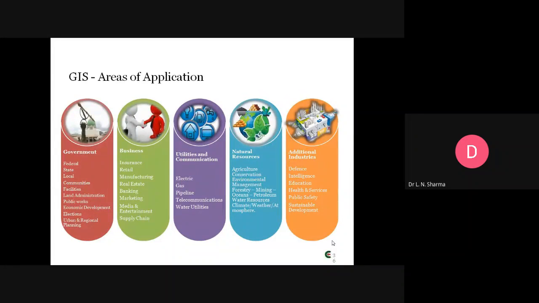I can share about Chandigarh. We have an urban and regional planning department. They are also using GIS extensively. Chandigarh is selected as a smart city. For the smart city, I will show you some of the slides where they are using GIS.